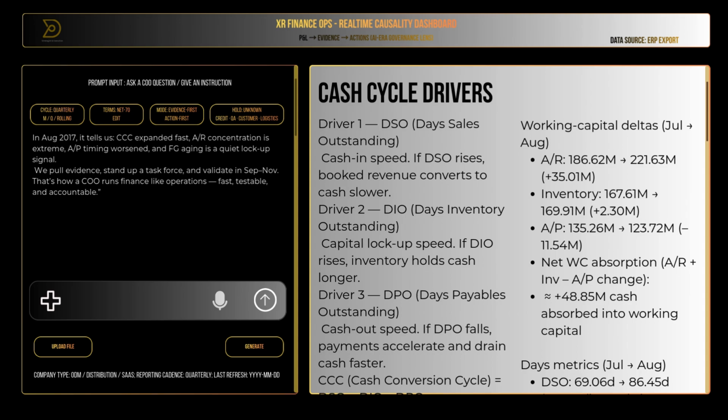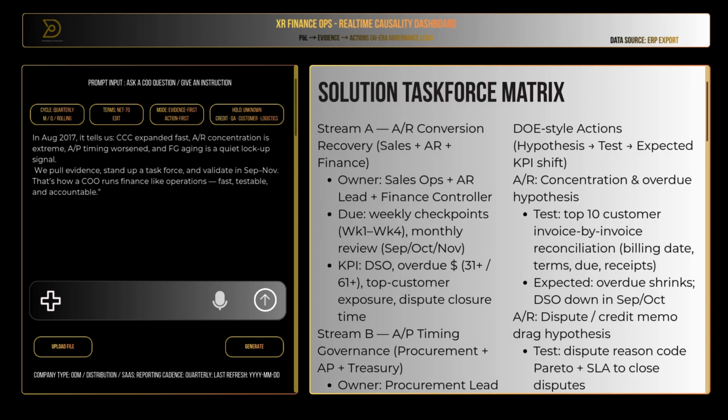Next is the Solution Taskforce Matrix. This is where causality becomes execution, visually and operationally. The matrix is generated from the causality mapping. Event clusters tell us what to solve, and the org mapping tells us who should own it. So instead of relying on memory, politics, or heroic managers, we get a structured plan. Work streams, owner roles, priorities, and success criteria, ready to run. In short, insight becomes accountability, by design.